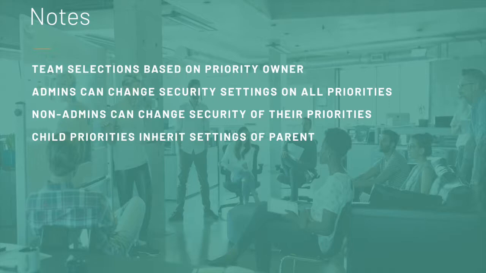A priority secured to certain teams won't be seen anywhere in the product if you don't belong to those teams. That includes the priorities page, huddles, dashboards, and reporting. And finally, a child priority will initially inherit the security settings of its parent priority. From there, a user can choose to limit visibility of a child further.